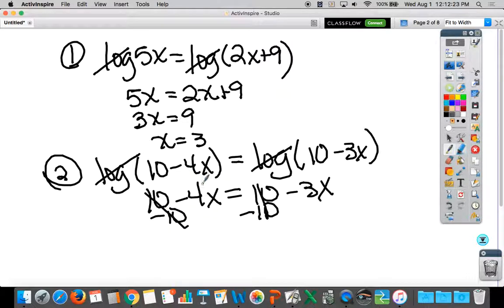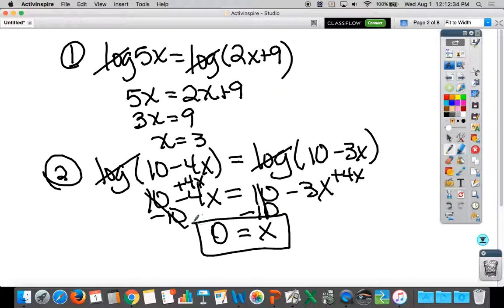Oh, from Miss Martindale. Thank you. I'm going to talk about that in a minute. So I have 0 equals x. That is your answer. Do not be afraid of a 0 as an answer.